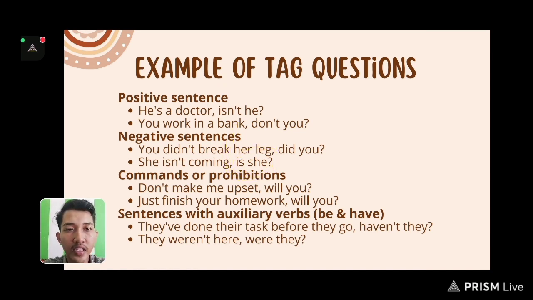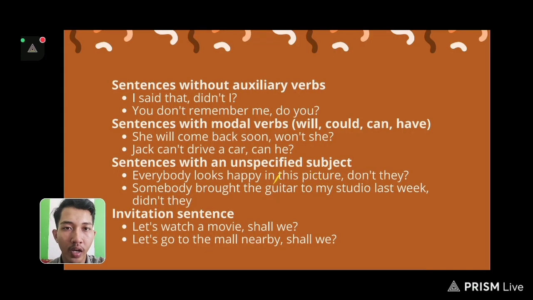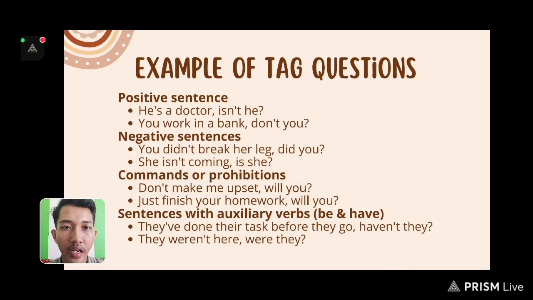And next, commands or prohibitions. The formula is to use "will you." Like this: Don't make me upset, will you? Just finish your homework, will you? Okay. And next, sentences with auxiliary verbs.